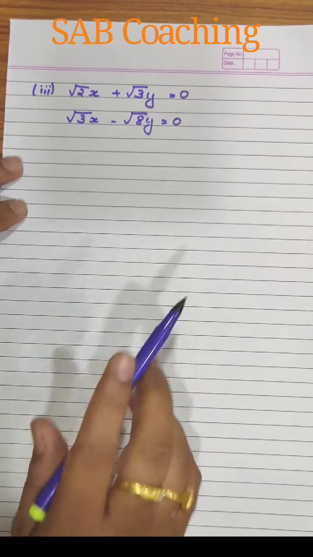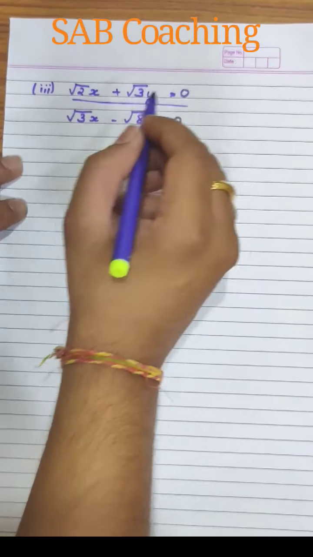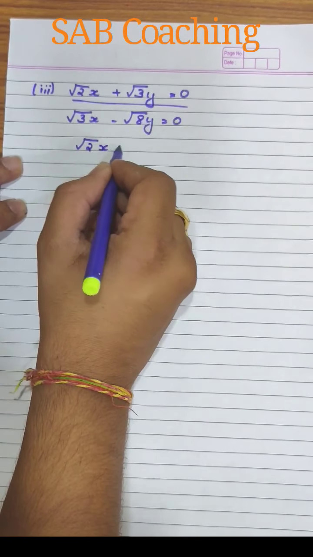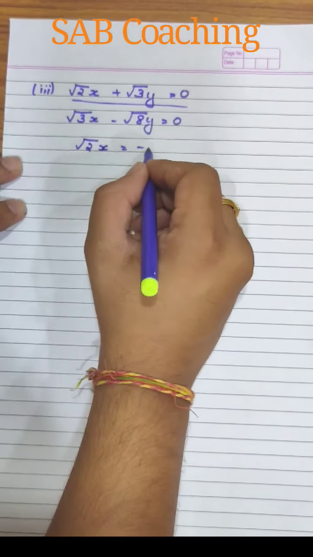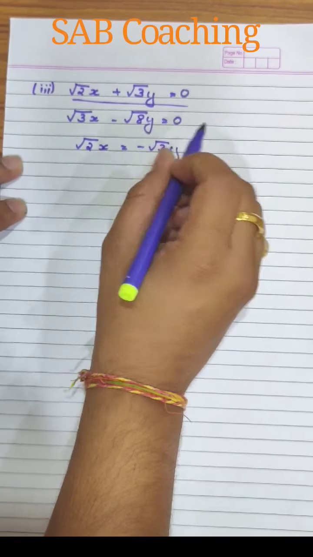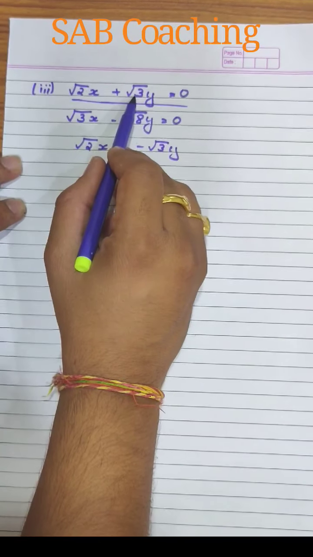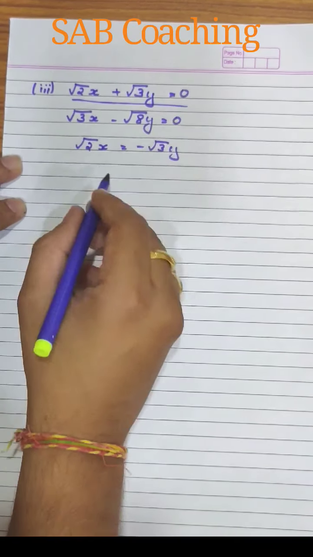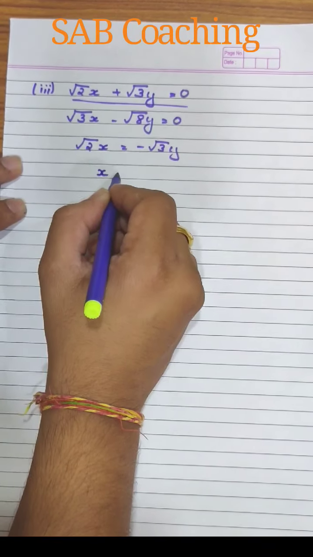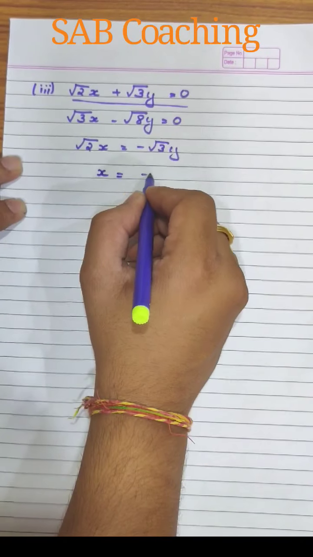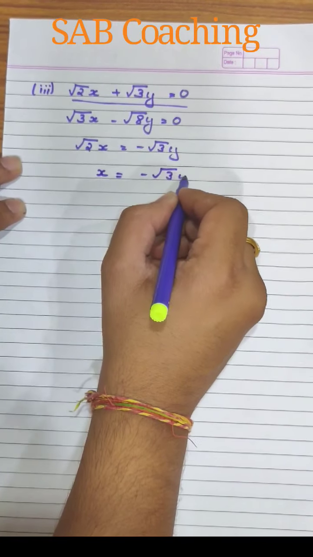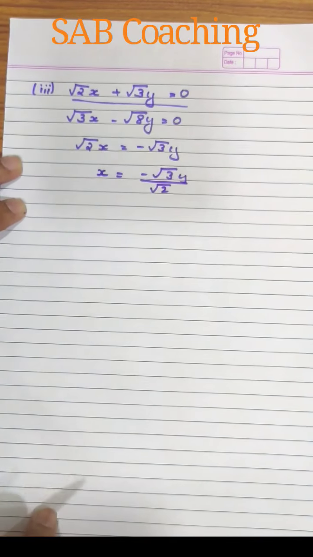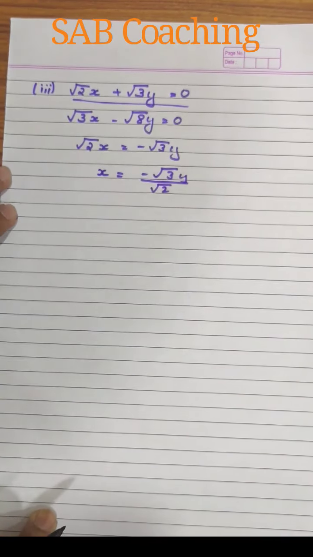So from the first equation that is given to you, what you can write: the value of root 2x is equal to minus root 3y. You can write this plus root 3y, when it goes to the right hand side, it will become minus root 3y. So from here what will be the value of x? x is equal to minus root 3y divided by root 2. This is the value of x that you have got.